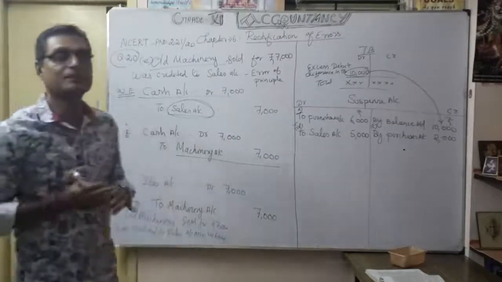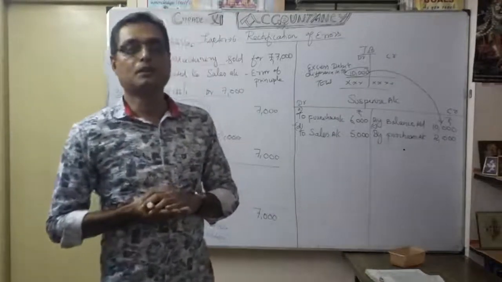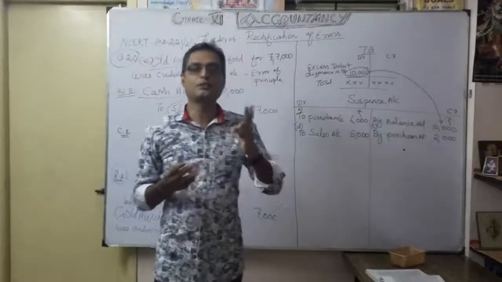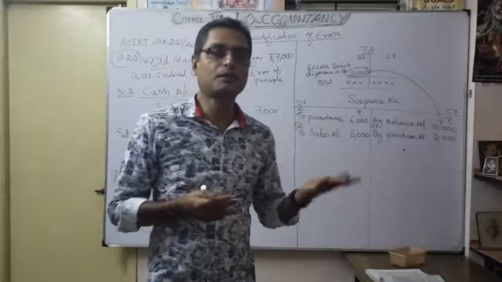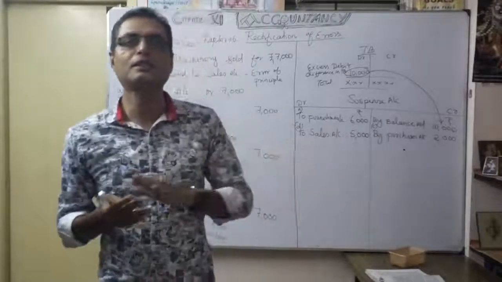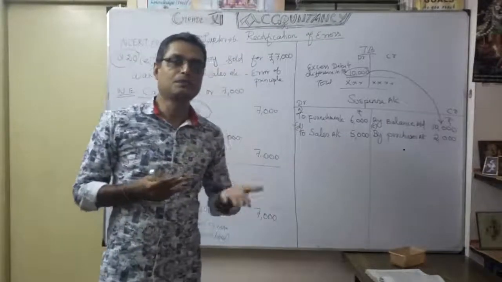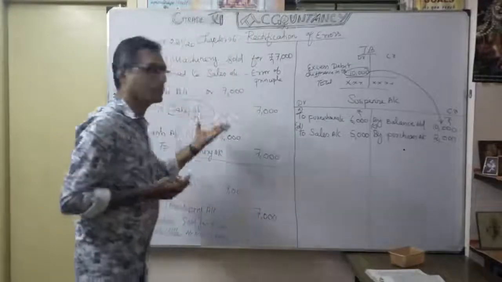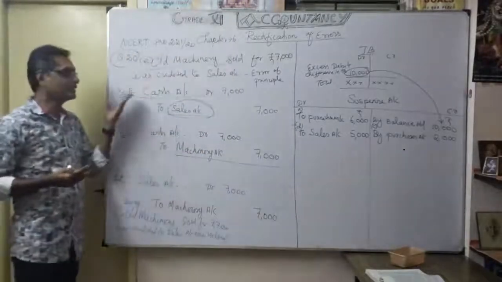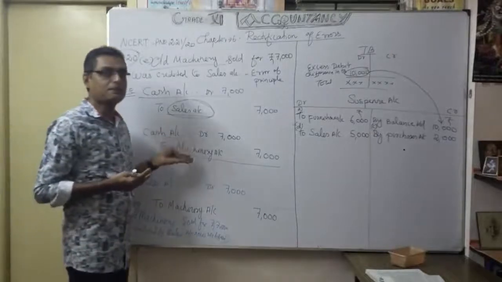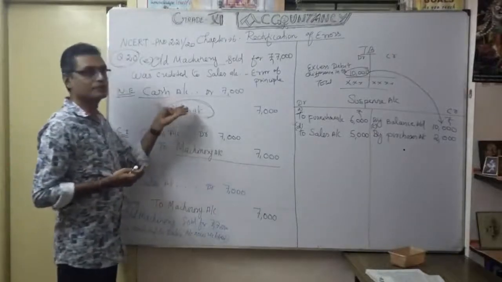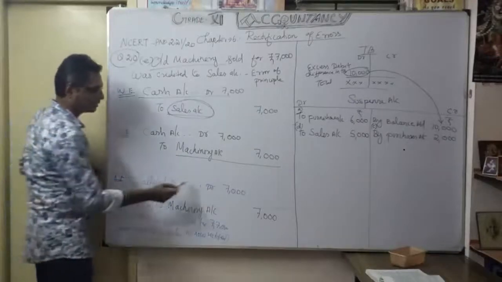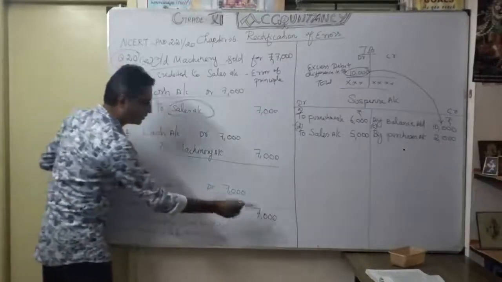So this comes under error of principle. What is the meaning of error of principle? You should know how to allocate. The effect was wrongly given. Sometimes revenue expenditure is wrongly considered as capital expenditure. Similarly, capital receipt is considered as revenue receipt. In this transaction, it is actually a capital receipt, but it was considered as a revenue receipt. That's why we give the effect of the rectification entry: sales account debit 7,000 to machinery account 7,000.